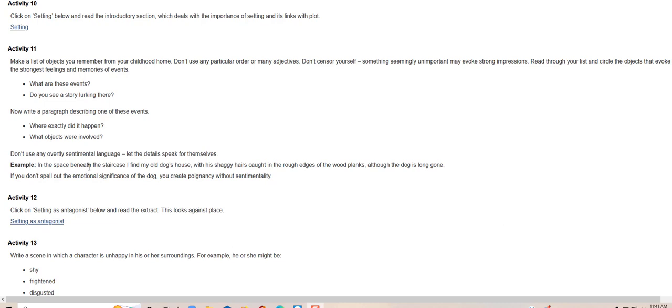In the space beneath the staircase, I find my old dog's house, with his shaggy hairs caught in the rough edges of the wood planks. Although the dog is long gone, if you don't spell out the emotional significance of the doghouse, you create poignancy without sentimentality. So here you have somebody who has a doghouse, but the dog who used to live in that doghouse has long passed away.